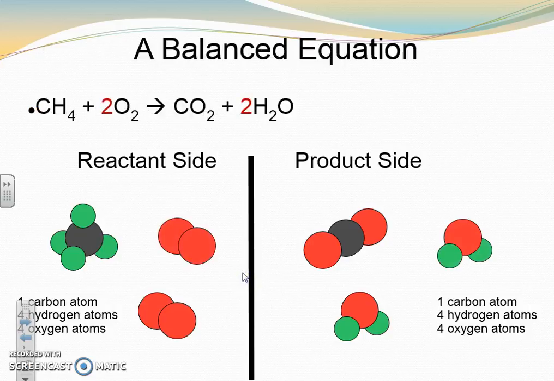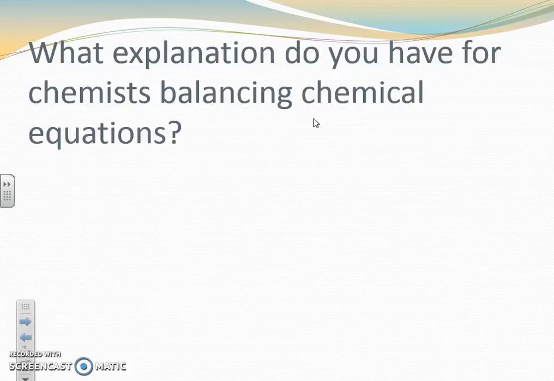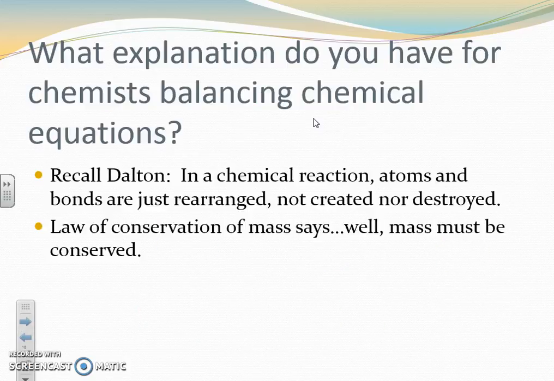So when we balance it, you can go back through and count and see that we have 1 carbon on both sides, we have 4 hydrogens, and also 4 oxygens by placing those big numbers out front, which we call coefficients. The reason why we do this is Dalton told us atoms can't be created or destroyed, just rearranged, and the law of conservation of mass says that mass has to be conserved. Basically, you have to have the same amount on both sides, which we'll do a lab with coming up as well.